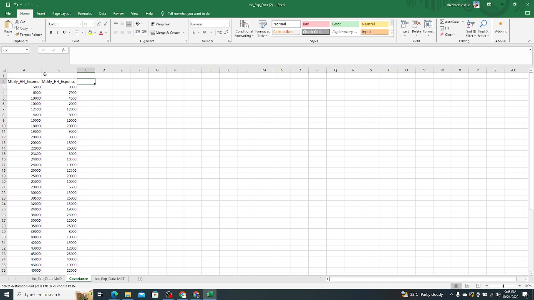Or how does change in income influence the expenses.